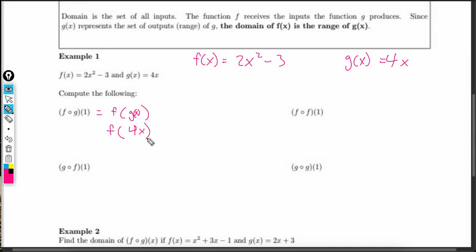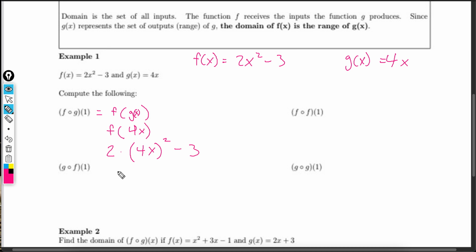4x. Boom. Now 4x goes into the function of f. Where do we have an x here? Right there. So now what we have is 2 times, open parenthesis, what's in here? 4x, close the parenthesis. This x has a squared, right? Minus 3. So you see what we did? We basically shoved this 4x into the x of that. That's all we've done so far.